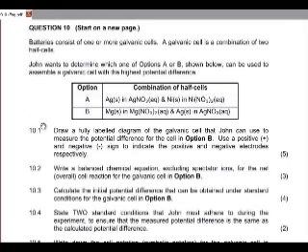solution. Then the question says, draw a fully labeled diagram of the galvanic cell that John can use to measure the potential difference for the cell in option B. Use a positive and a negative sign to indicate the positive and negative electrodes, respectively. So we are required to draw a galvanic cell for option B, right?